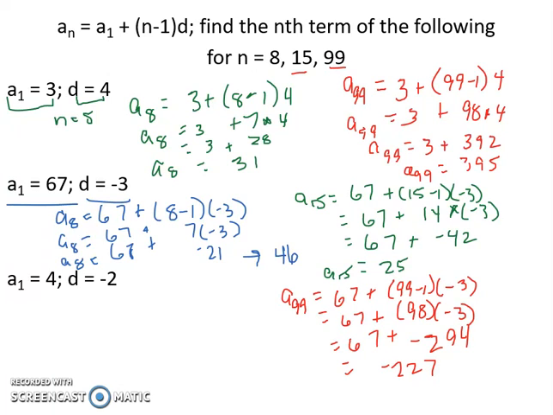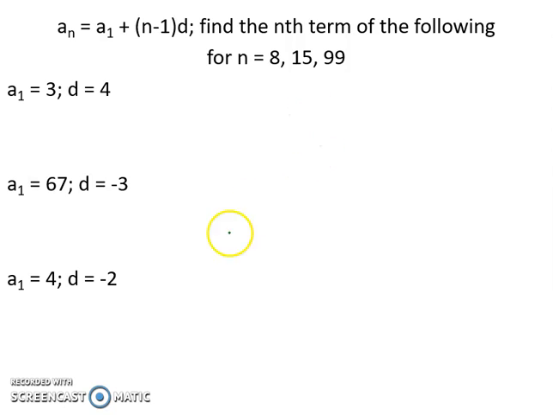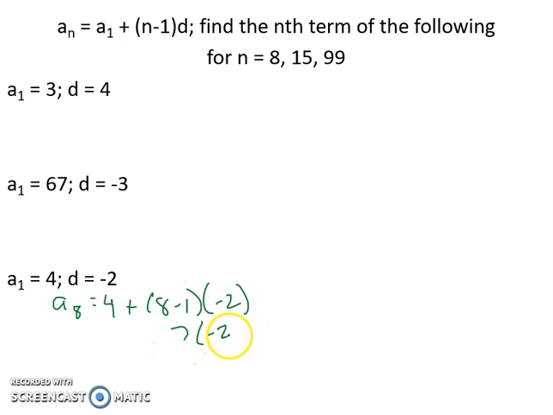Let's do this one last example, and in the meantime I'm going to erase the screen so that we have a little bit more room to work. Okay, so here we have A1 is 4 and D is negative 2. So A8 is going to be 4 plus 8 minus 1 times negative 2. So we have 7 times negative 2, which is negative 14. And again, we fill in all the rest. Don't forget about it. So A8 equals negative 10.